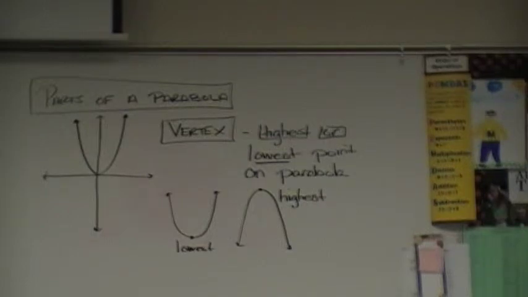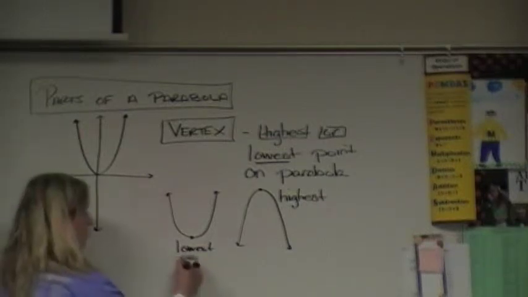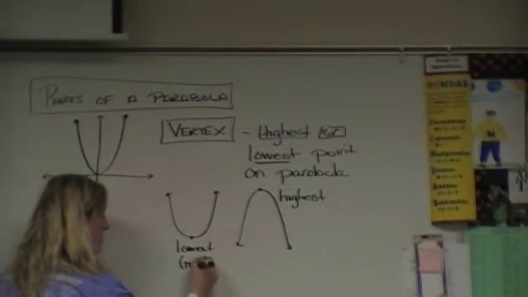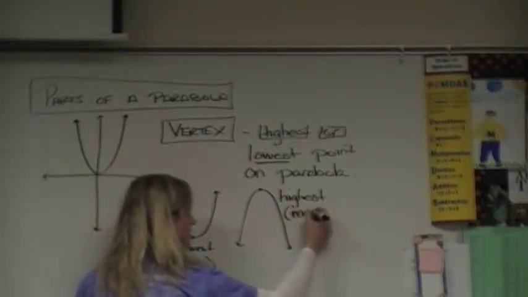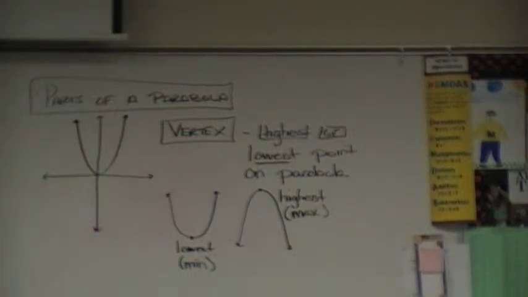Okay? Would you please put down here, guys, lowest? I want you to think of this also as the minimum value. If it's the highest, it's called a max. The max or min, okay? Because when we get into asking what is the max or min value of this parabola, think of lowest as the min, highest as the max. All right, so we've got the vertex. The vertex is this point that is either the lowest or highest point of my parabola.